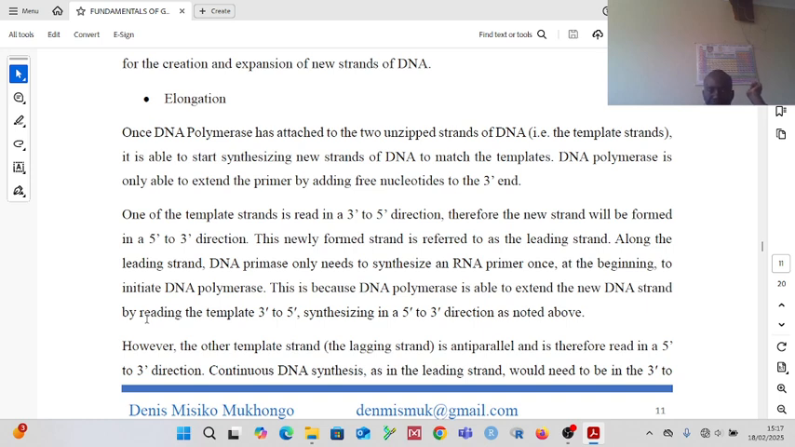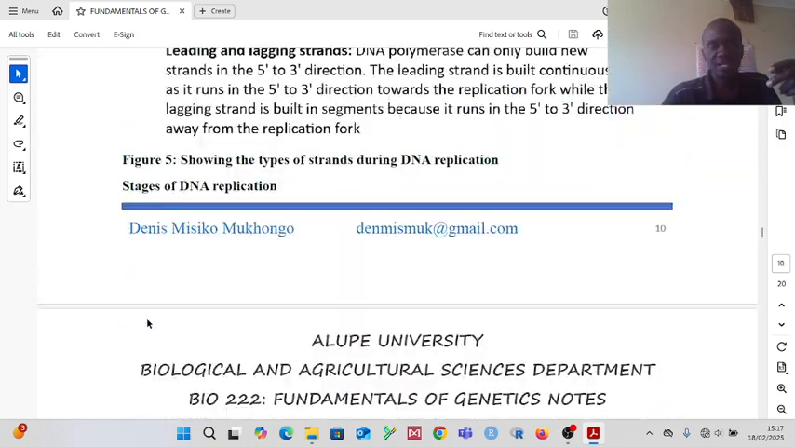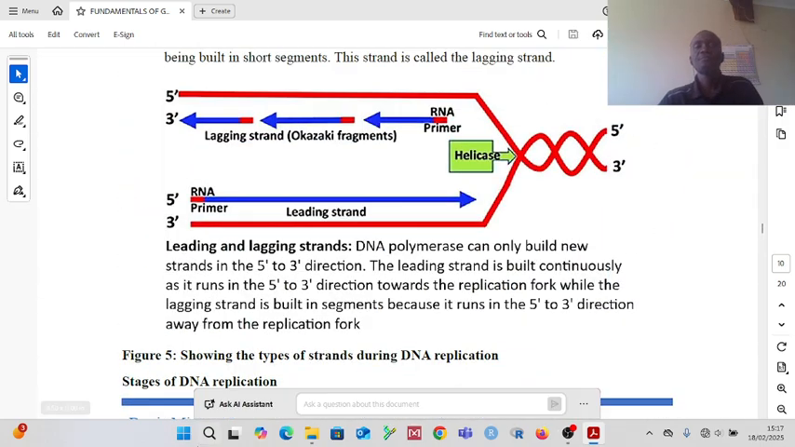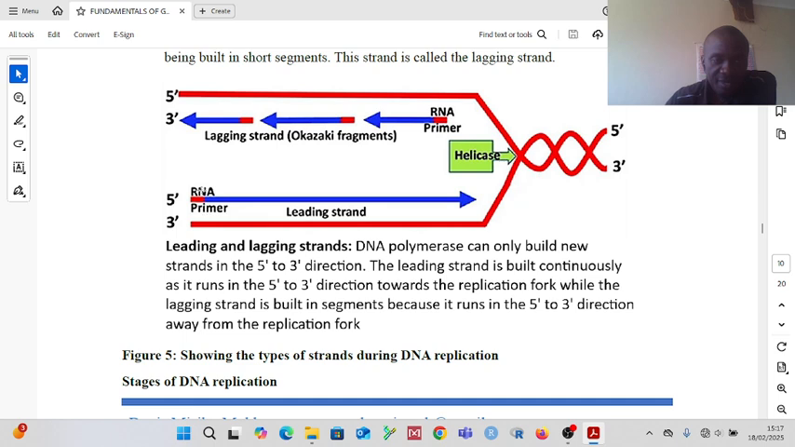So, the RNA primer that was created by primase itawekwa kwa hizo strands, the template strands. Moja, the RNA primer itawekwa nje. I'll take you back to this diagram here. The RNA primer here imewekwa huku nje. Then kwa hii ingine RNA primer inaanza kuwekwa ndani.